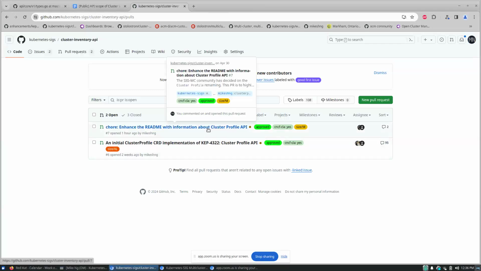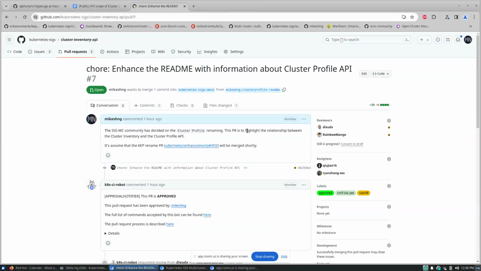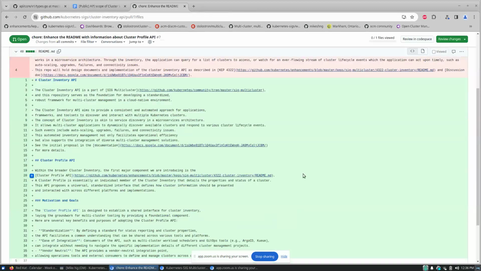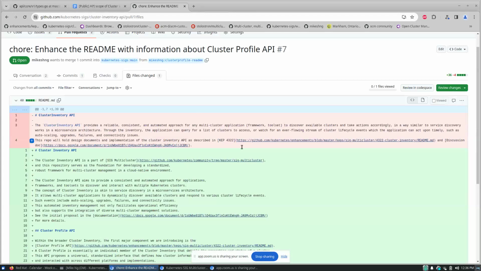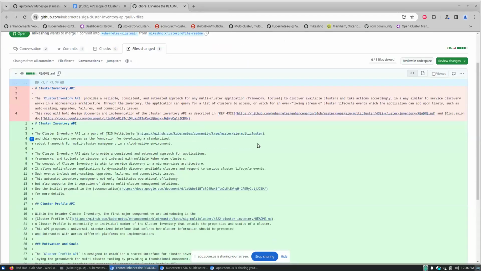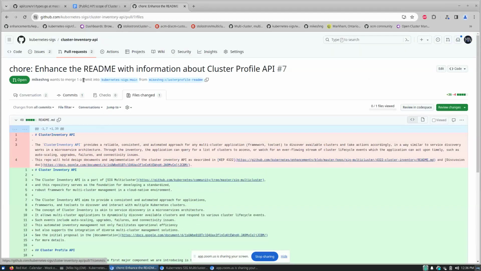Okay, a quick shout out first of all. In maybe the first week of this repo being created, we talked about the cluster inventory API. I added a quick PR on updating it. The cluster inventory API concept is still good, but the cluster profile is our first major API into this repo. So please take a look at that as well if you're interested.